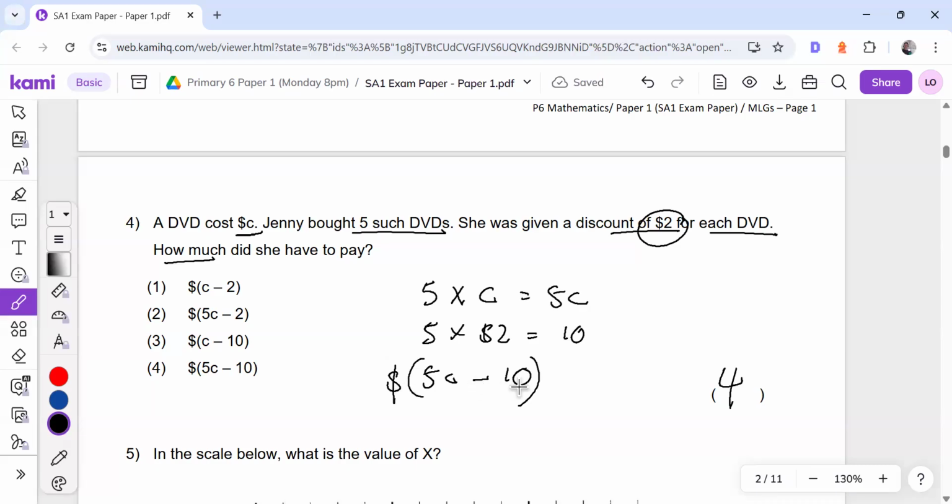So you have to minus the discount to get how much you pay. So the answer is number 4. Aubrey, do you get the answer correct so far? So far correct, yeah? All right, clear so far, everybody?